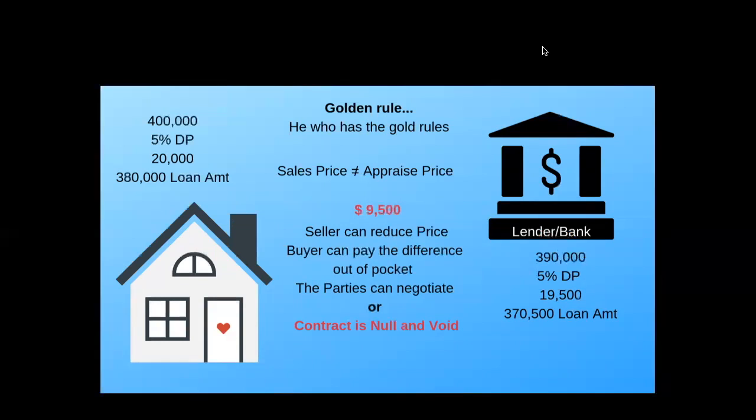So in this example here, if we look to the left, this contract where the buyer offered the seller $400,000, they're putting 5% down, which is equivalent to 20 grand. They're going to be borrowing $380,000 from the bank. That's what the sales contract states.